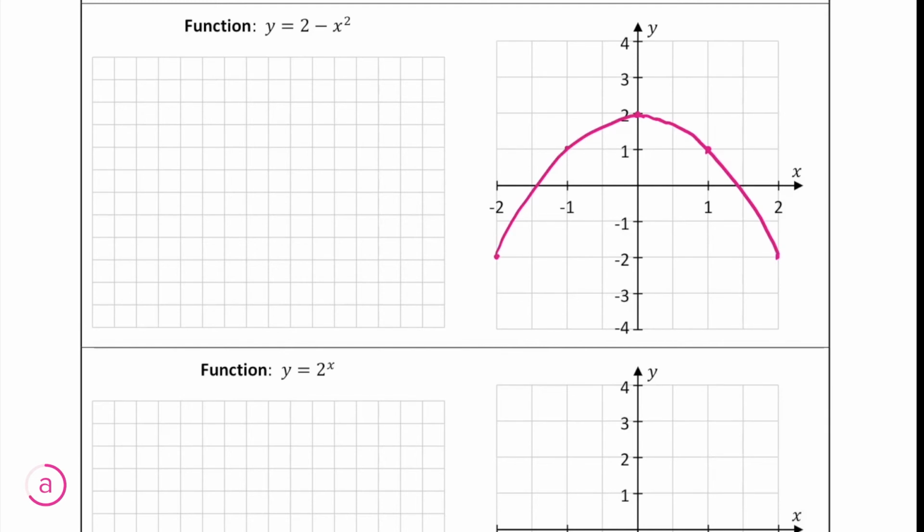When drawing this function, make sure you connect all the dots with a smooth, curved line, as you can lose marks if your graph isn't drawn correctly.